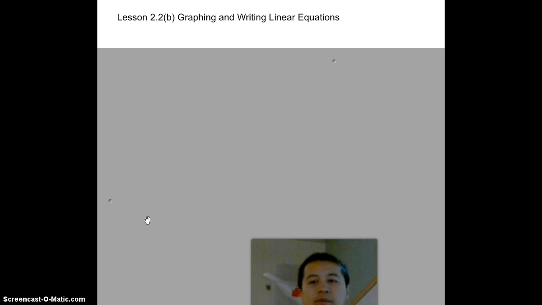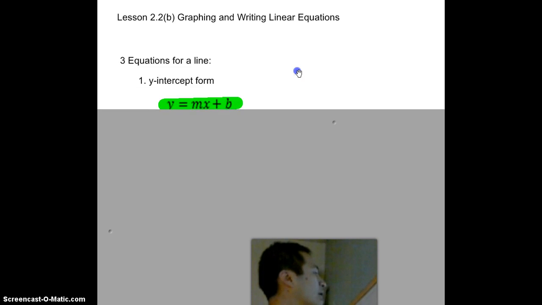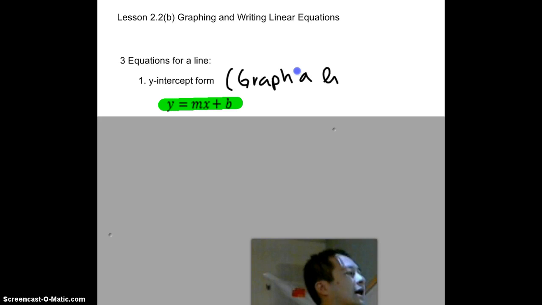So take a look. Before we get started, we're going to talk about graphing and writing linear equations. There are three equations of a line you need to know. The first one's called y-intercept form. If you remember y-intercept form, it's y equals mx plus b. What's special about this form? This form helps us graph a line. Every time they say graph a line, you're going to use this form, y equals mx plus b.